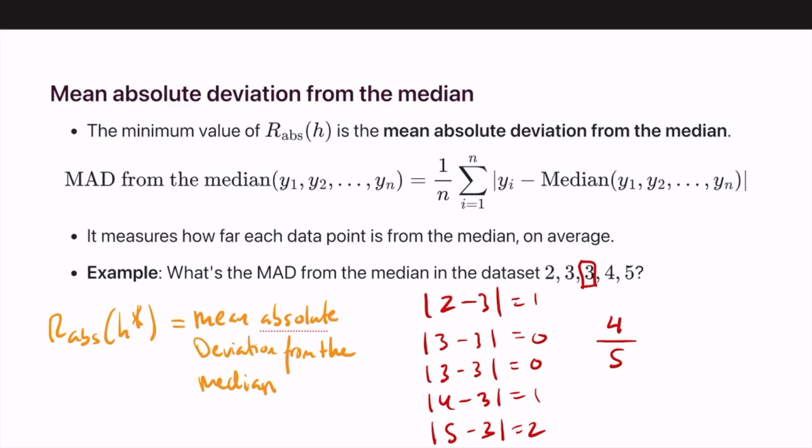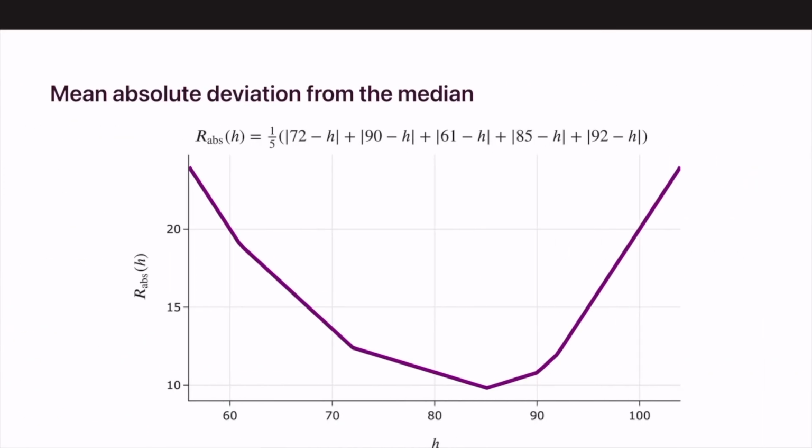And if we look at the plot with our original data set from when the lecture started, this behaves a lot like the mean squared error. So right here at the corner, the very minimum, we have the median, which is going to be 8.5.